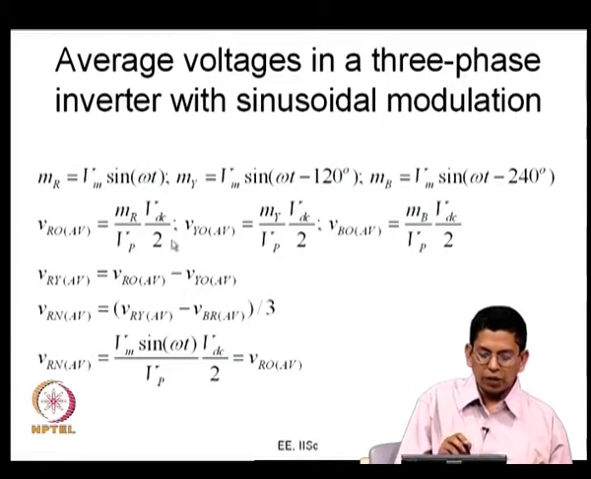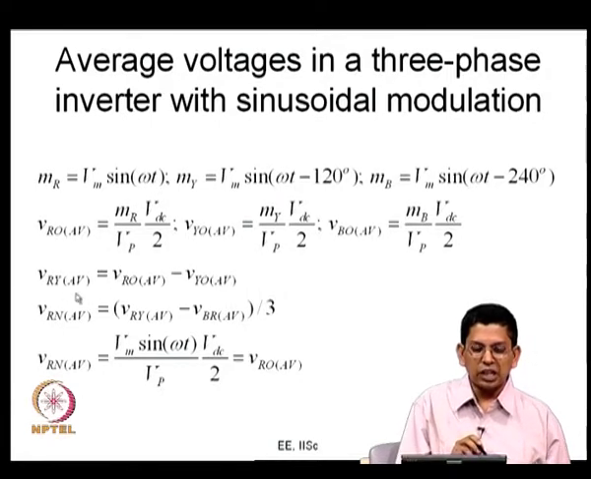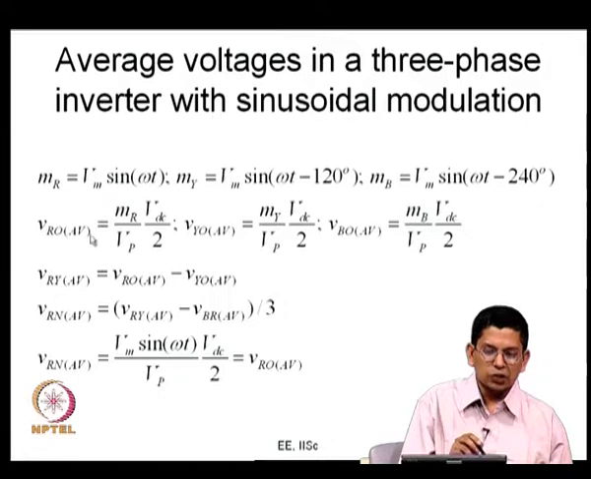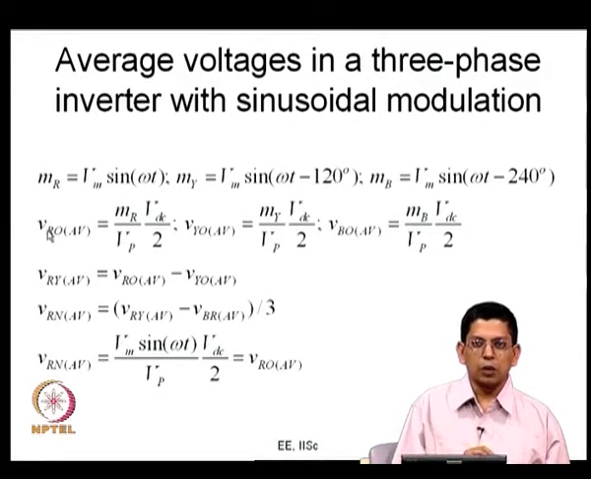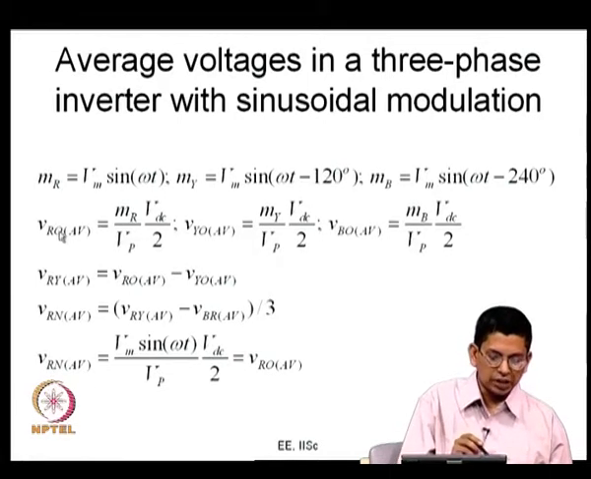So, you have VRO average, VYO average and VBO average. What are these? These are average pole voltages. What do you mean by that? The instantaneous pole voltage has been averaged over a half carrier cycle. That is what we mean by VRO average now. Right, these are the average pole voltages. These are measured with respect to the DC midpoint O.